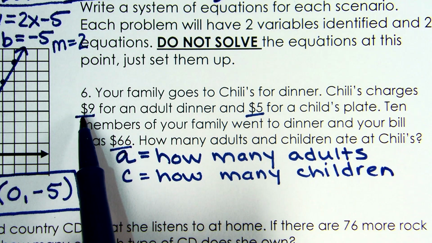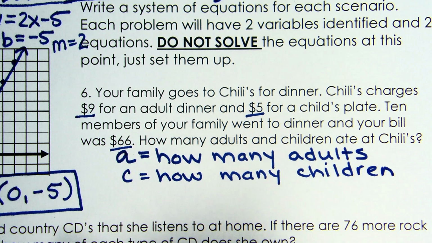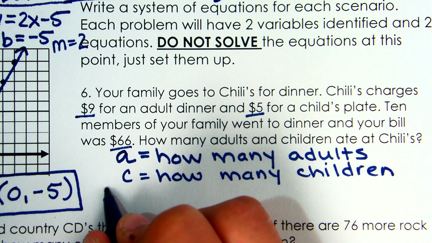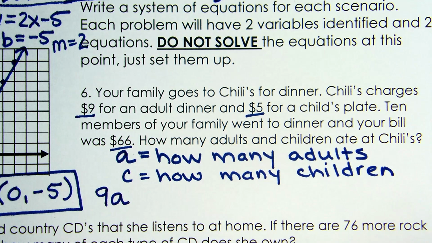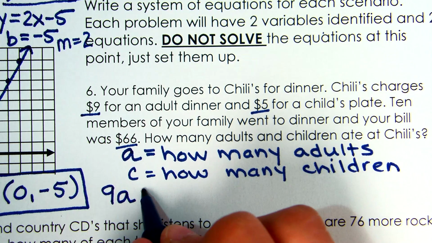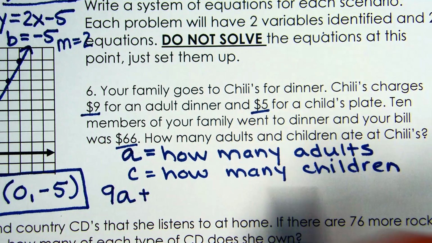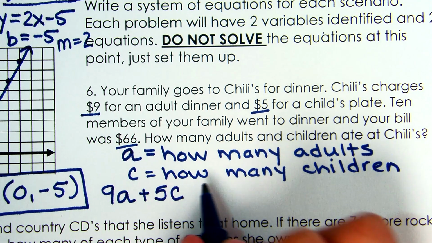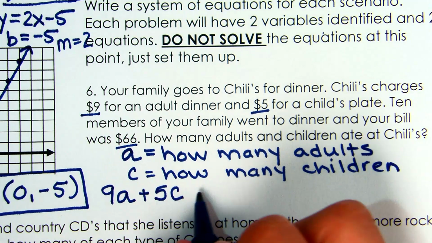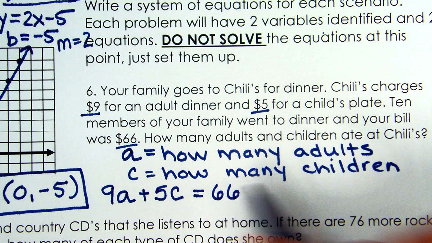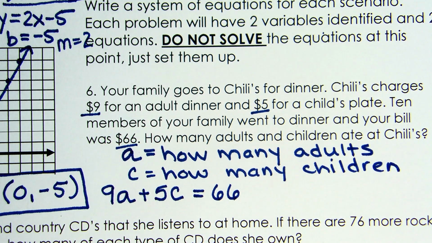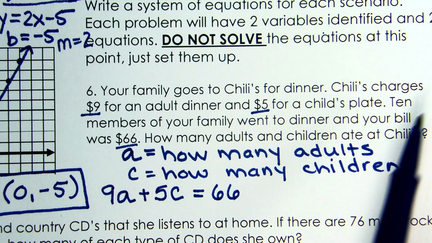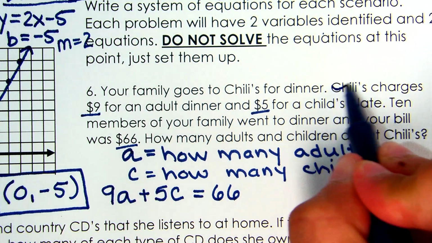I have $9 for an adult dinner. So $9 per adult dinner means 9 times the number of adults, plus $5 for a children's plate. So $5 for each child, so multiply. And my bill was a total of $66, so equals $66. So now I'm done with one of my equations, and I have to figure out what my other equation is going to talk about. Now I already talked about the money, so however much Chili's charges me, I already used that information.